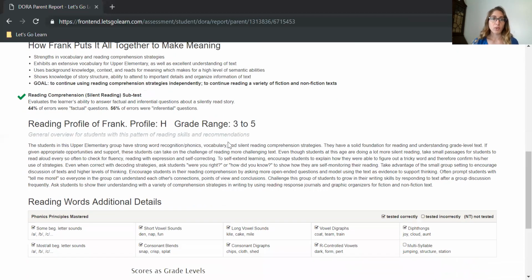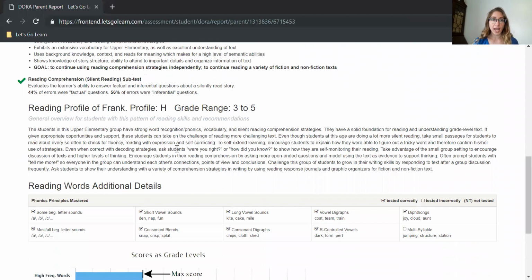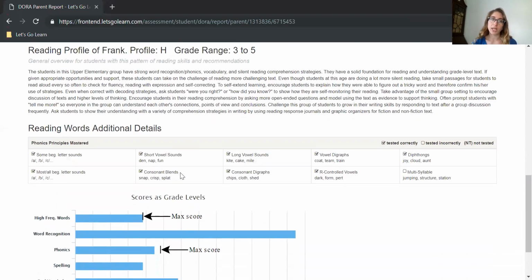So as we come through, we can see, okay, this child really has a good understanding of reading. They are at what's called profile H, which means that they are strong in decoding, vocabulary, and comprehension. We can get a little bit more detail actually about their phonics. We can see the areas that they have mastery in, and then you can see an area of weakness here, multisyllable words, an example of the types of words that are assessed during this section.